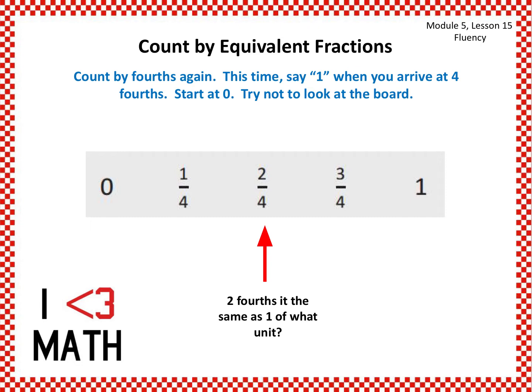And when we look at 2 fourths, well, that is the same as 1 of what? Well, we know that if we take 2 fourths, we want to get it to 1 of something. We need to divide. If we divide by 2, top and bottom, then we're going to get 1/2.